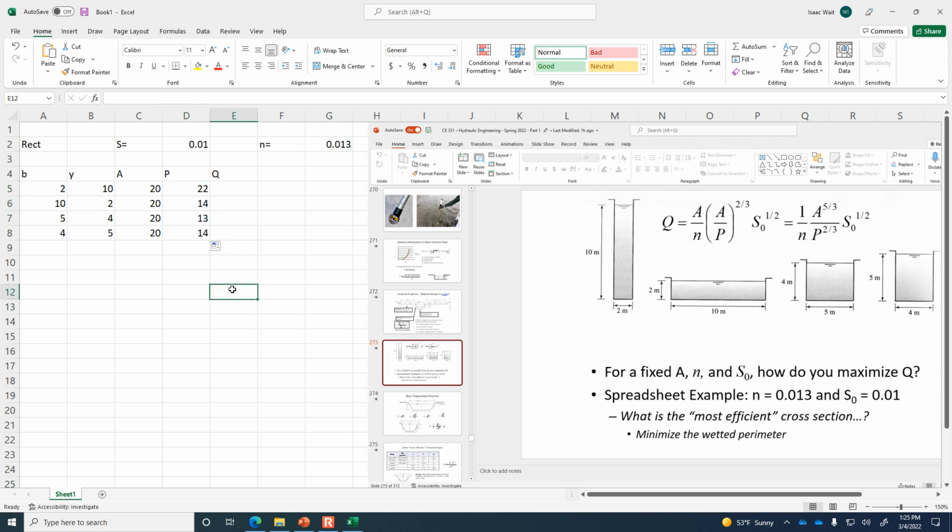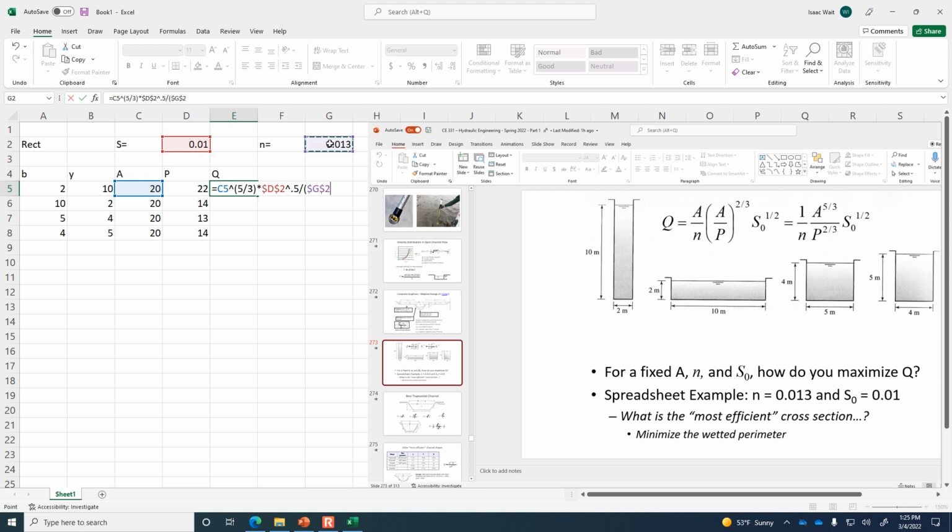And I think we'll see that it has the worst flow rate capacity. So Q here is the area to the power of 5/3, times the slope to the 1/2, and then divided by the roughness value times the wetted perimeter to the power of 2/3.